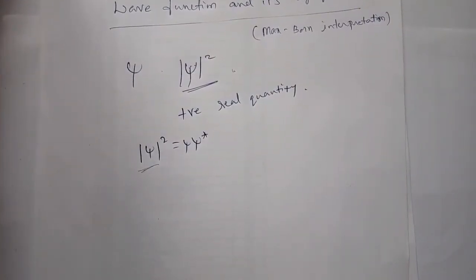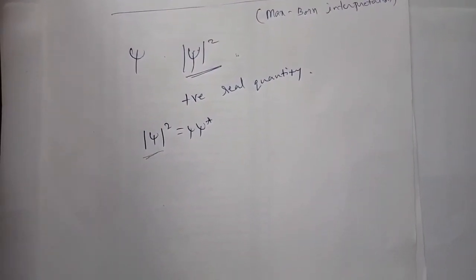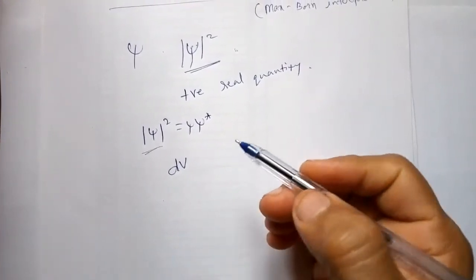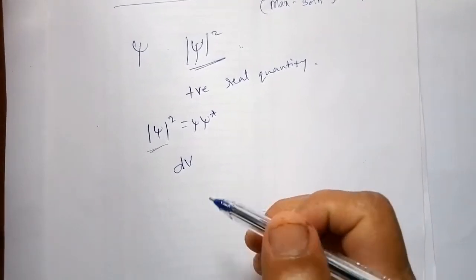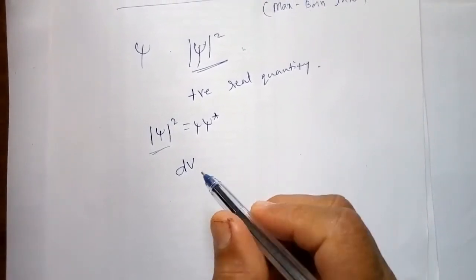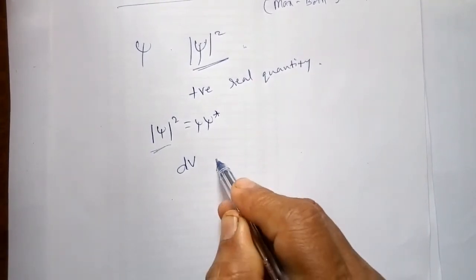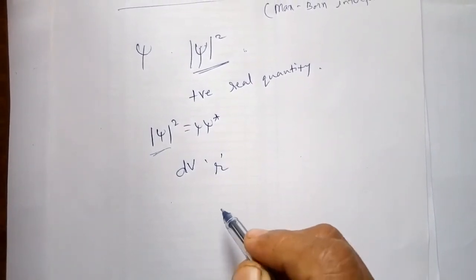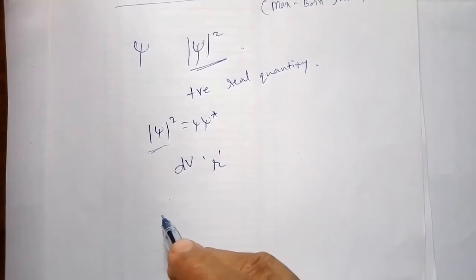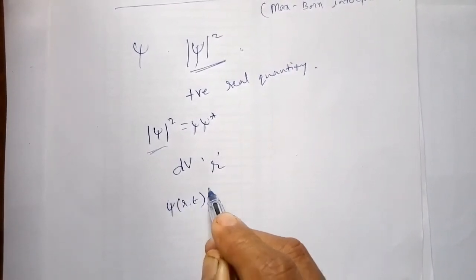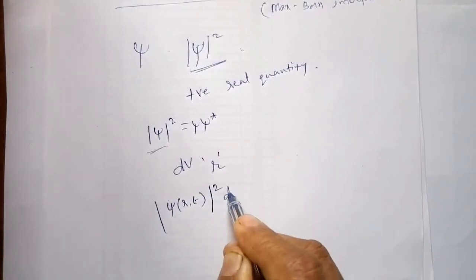The probability of finding the particle in a given region of volume, that is dV, containing a point r, is given by modulus of psi of r comma t, whole square, dV.